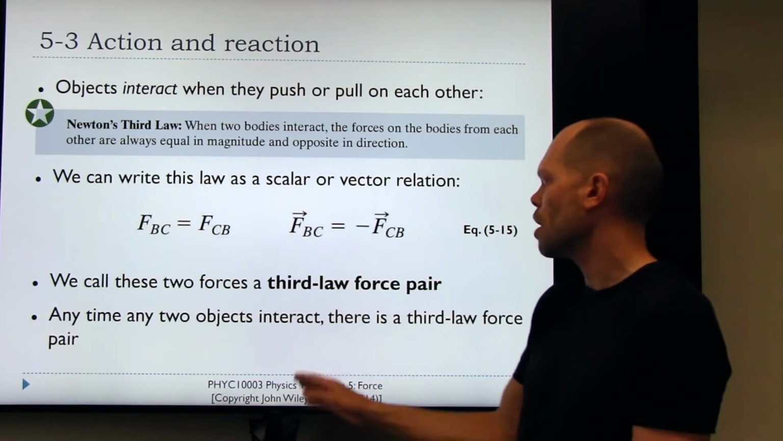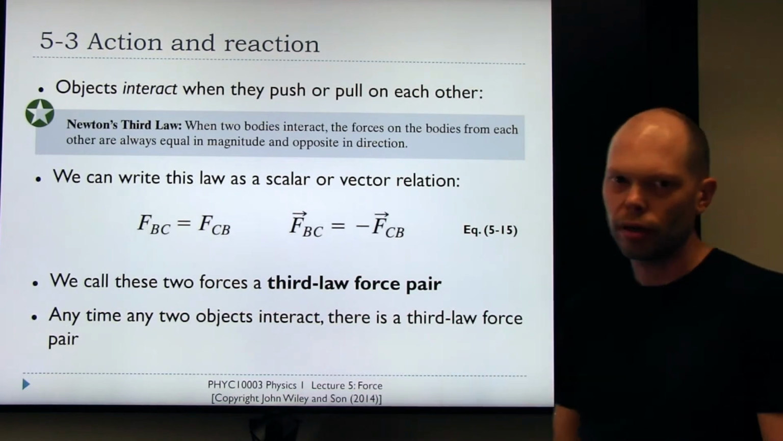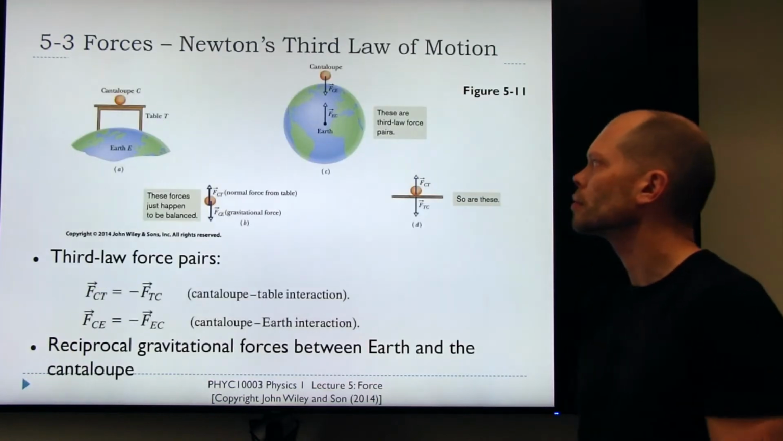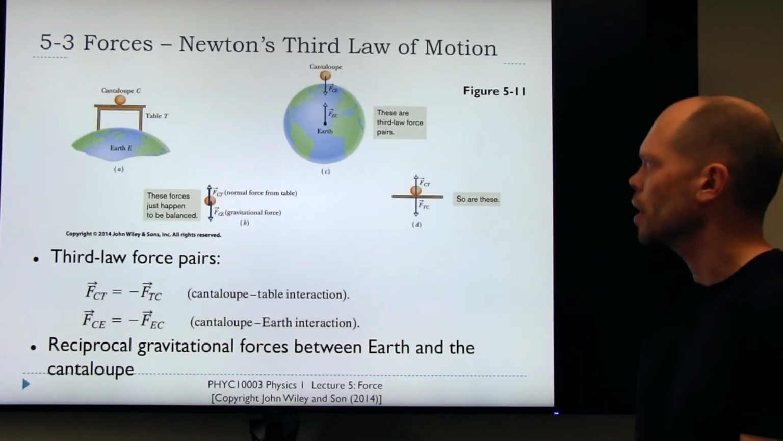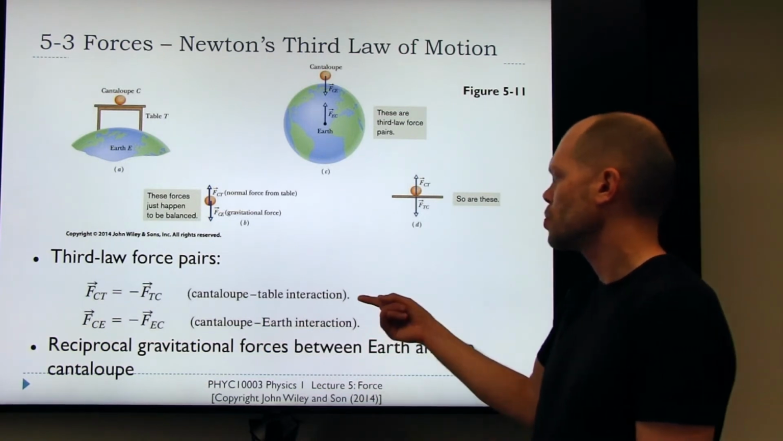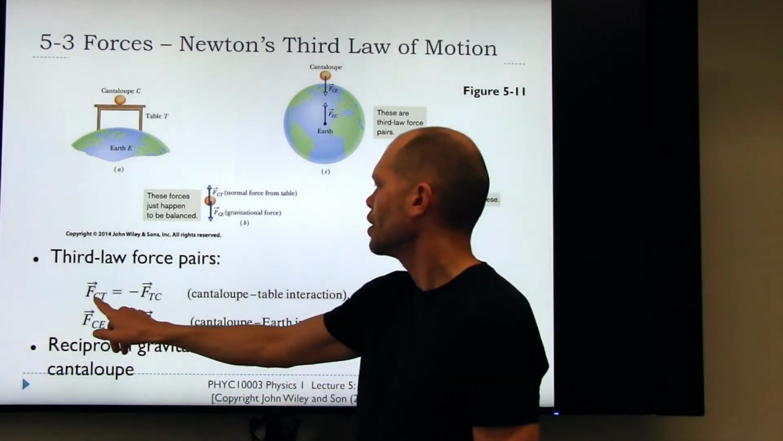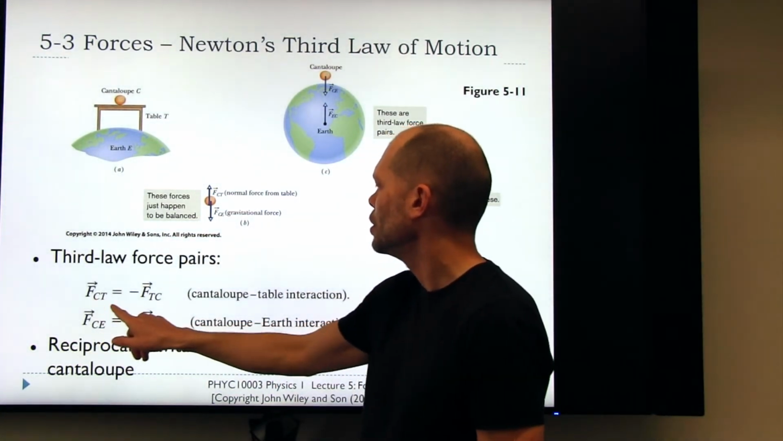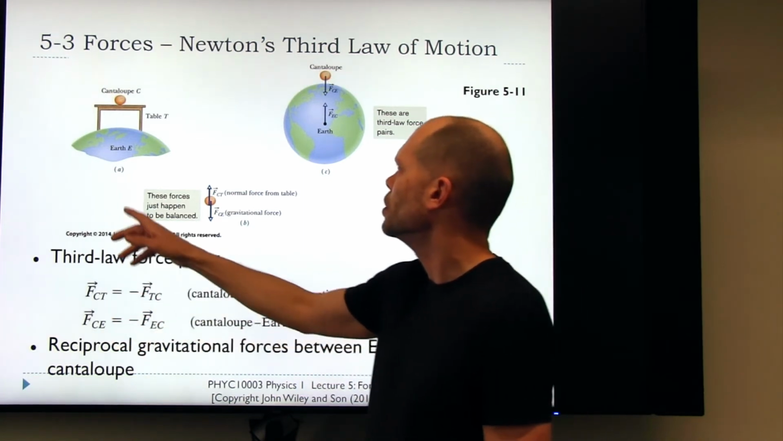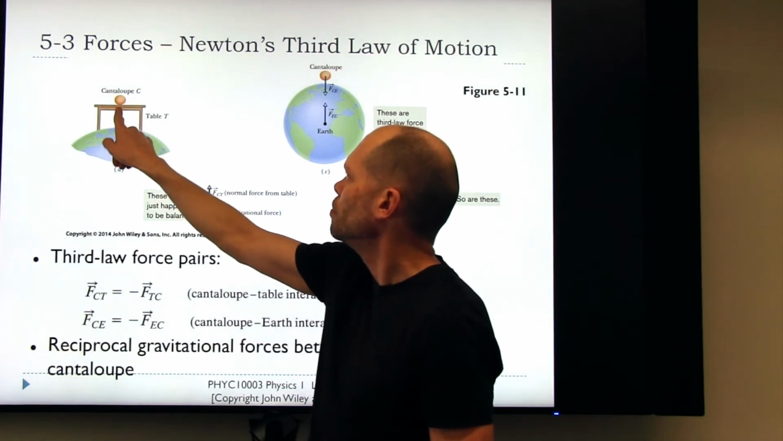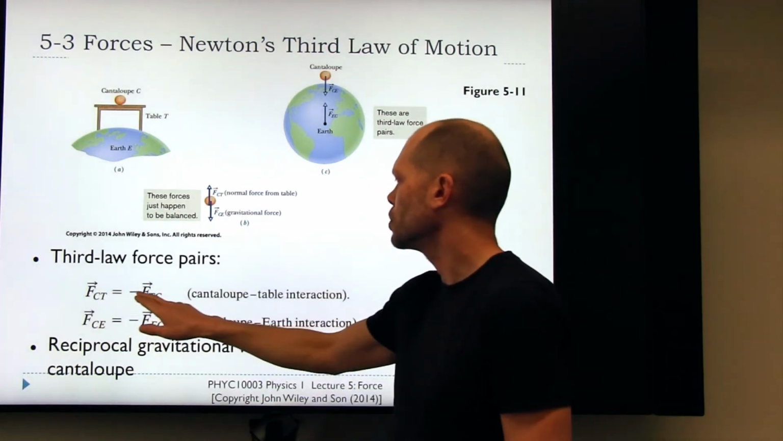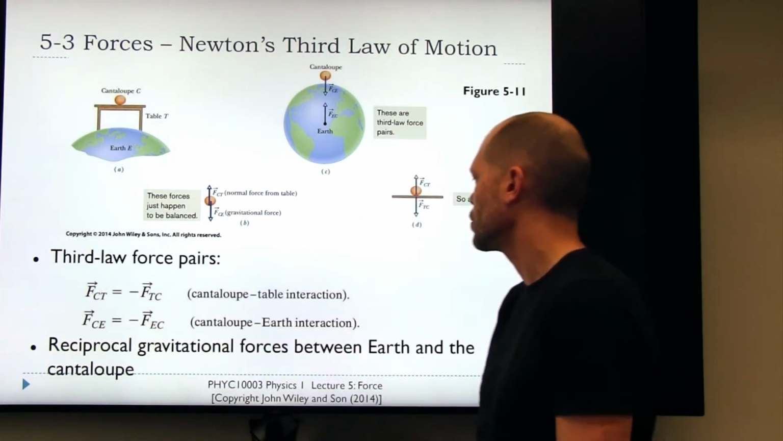Anytime any two objects interact, there is a third law force pair. So you're always going to have that with an interaction of two objects. Using the Earth as an example, we have the force of the cantaloupe on the table and the force of the table on the cantaloupe. We've got the cantaloupe pushing down, the table pushing back up. So equal forces in magnitude but opposite in direction.